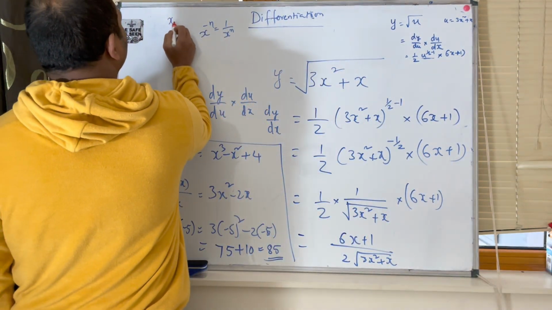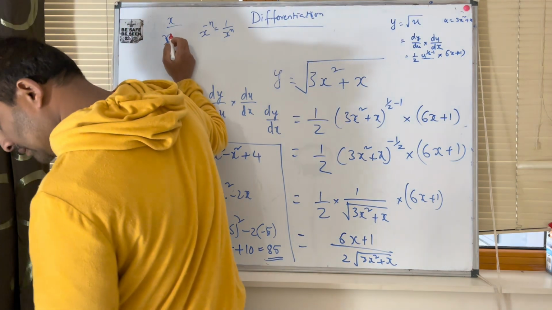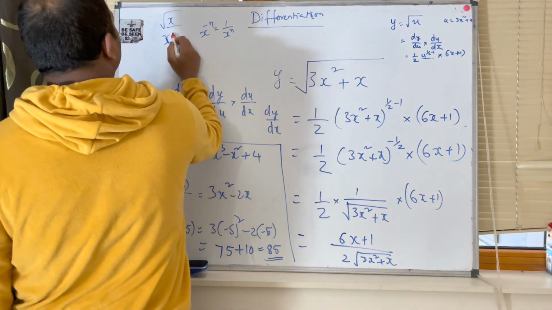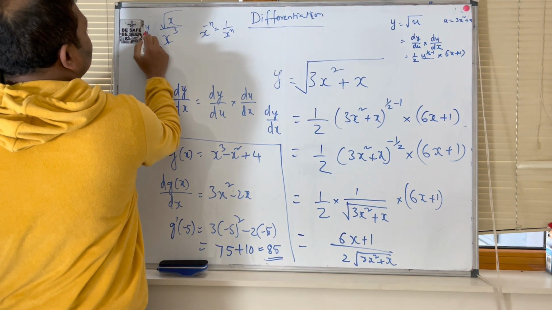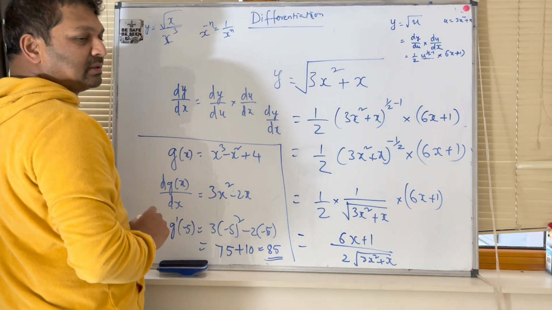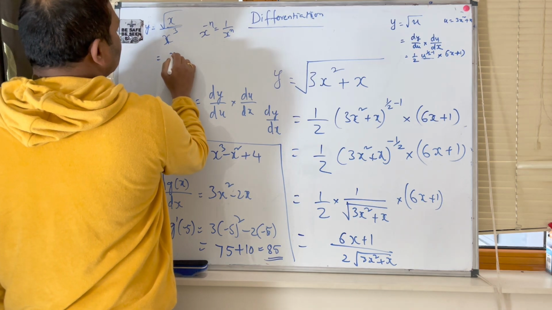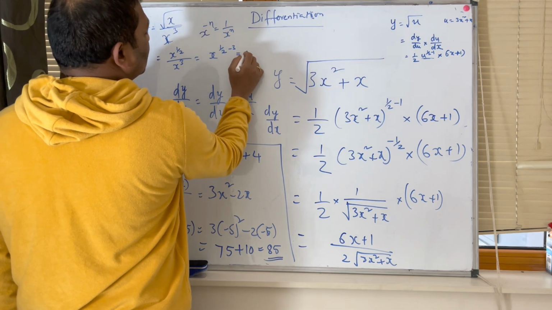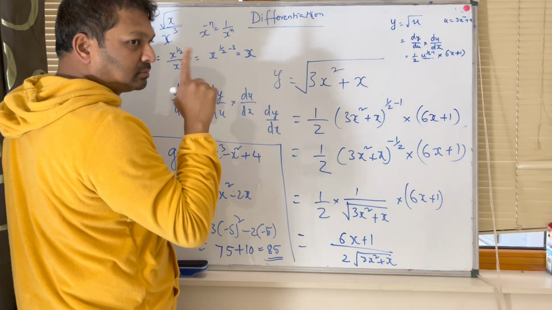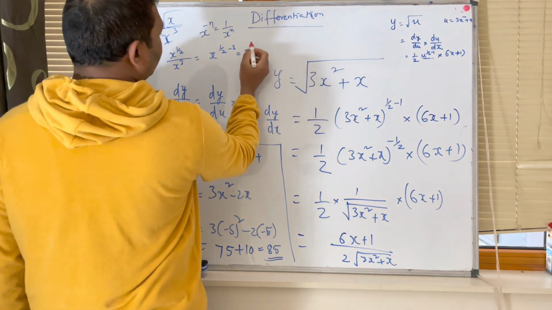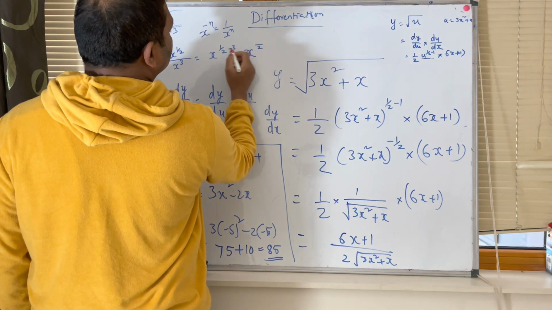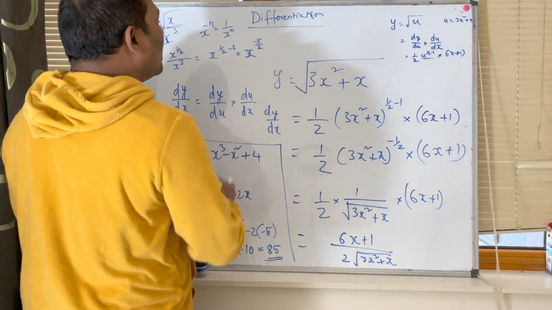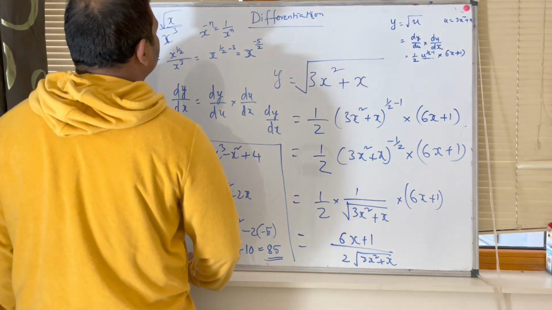Okay, something like this is given: x by root x by x cube. So what is the differentiation of it? For example, y is equal to this one. How do you simplify it? Root x can be written as x power 1 by 2, by x cube. So if you simplify it, x by x power 1 by 2 minus 3, which is going to be minus 5 by 2. Very good. And then differentiate it. That's simple.